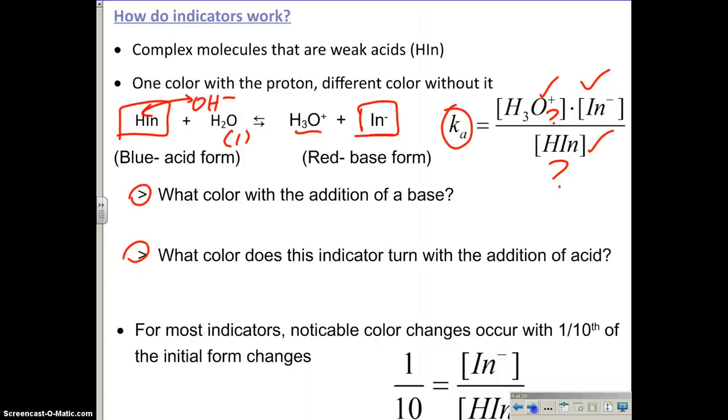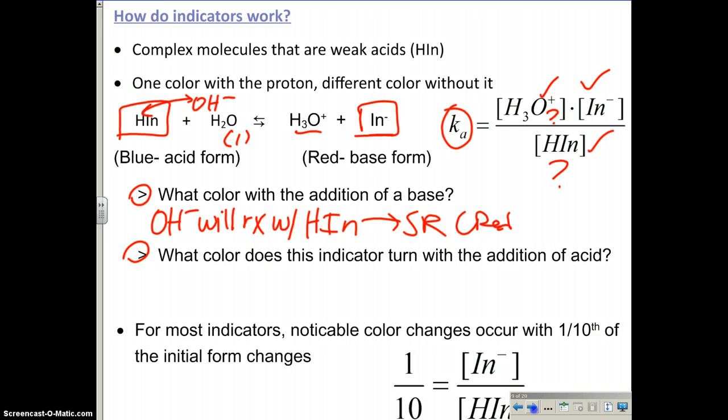What color with the addition of a base will the indicator turn? In this example, if you add a base, the hydroxide will react with the HIn form, causing a shift to the right as it gets consumed and forces the formation of the hydronium ion. So we have our red form that's going to be favored. In the next example, what color does this indicator turn with the addition of an acid? So if you add acid, you're actually going to increase the hydronium. Increasing the hydronium is going to cause a shift left, so the blue form would be favored.